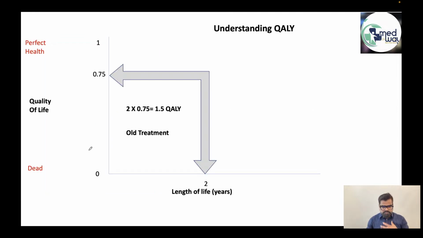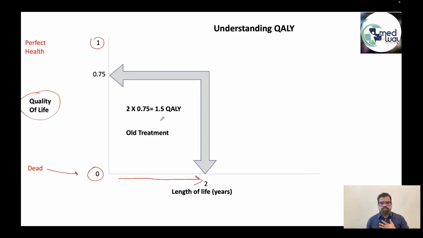Suppose I am suffering from certain disease, right? And I am taking a treatment. Why am I taking a treatment? Because I want to be cured. So the old treatment is helping me to increase my length of life by 2 years. And for quality of life here, we give a range from 0 to 1. Just opposite to disability adjusted, where we give disability weight 0 to 1 also, but in the opposite sense. Here 0 means dead and 1 means perfect health.